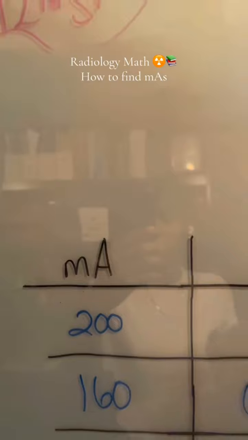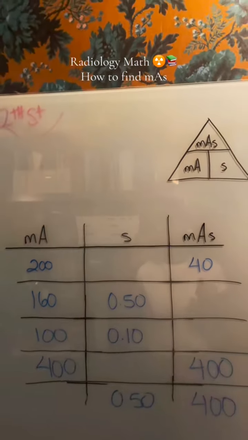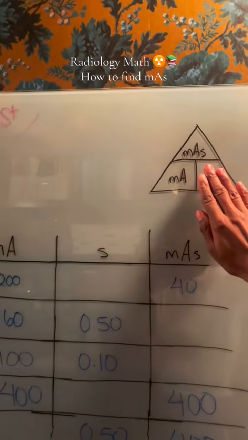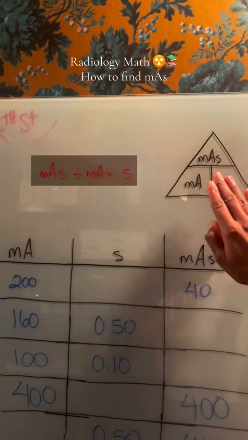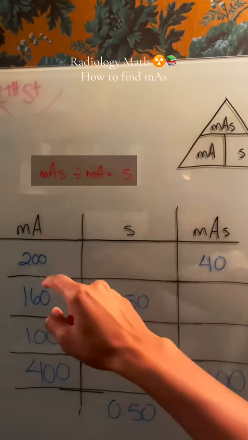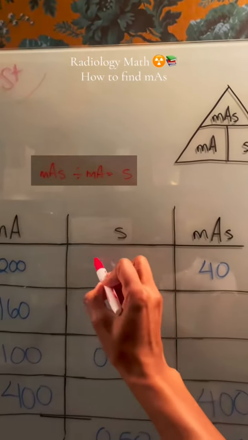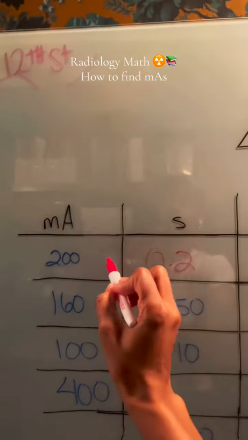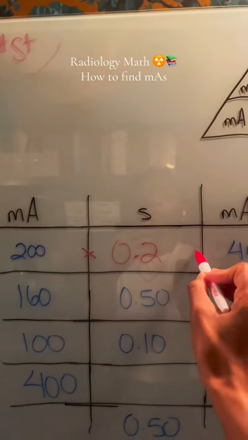First problem, we have 200 mA and 40 mAs. We don't have the seconds. So you remove the seconds here, you'll be dividing mAs by mA. So divide 40 by 200 and you'll get 0.2. And to check it, you can just times 200 by 0.2 and you'll still get 40.